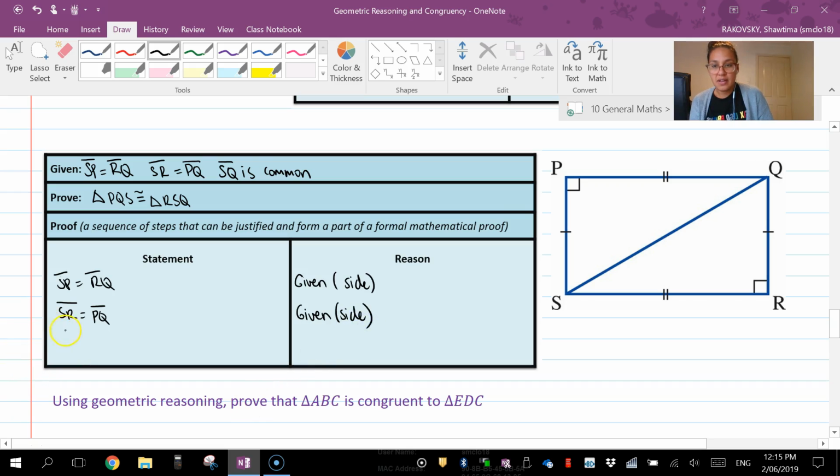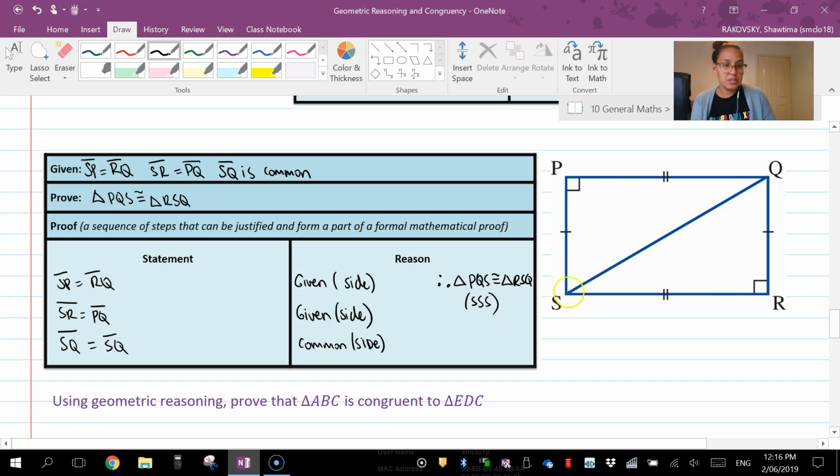And the next one is line SQ equals SQ, and that's because it's common, and it is side. So therefore triangle PQS is congruent to triangle RSQ, and the reason is side, side, side.